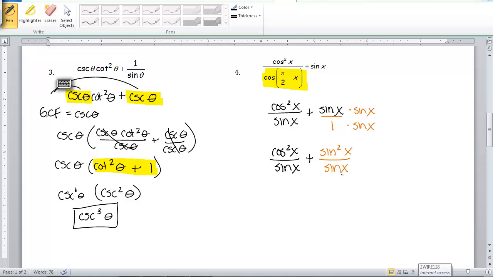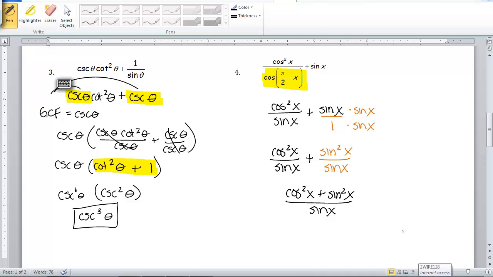Now, because both fractions have a sign, I can combine it into one fraction, adding the numerators. At this point, I have done all the simplifying I can with that step of getting a common denominator, so I want to look at the top.